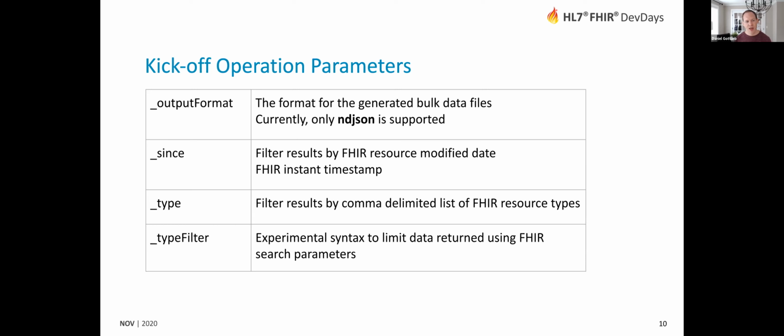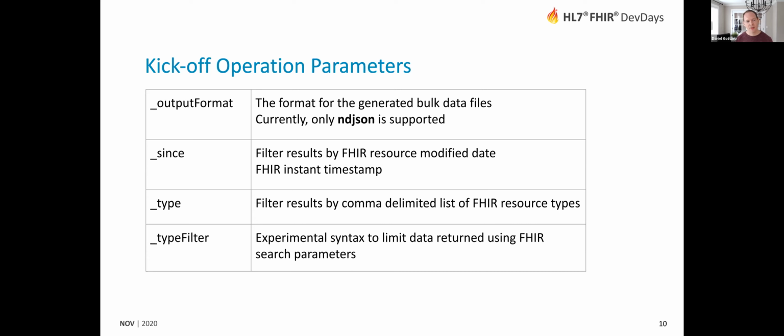The third parameter type is _type. This filters the results to limit it to only certain FHIR resource types. So if you had a downstream system that only needed, for example, lab results, but not patient conditions, you could specify a _type of only Observation. And so you'd only get those FHIR resources that have lab results in them.